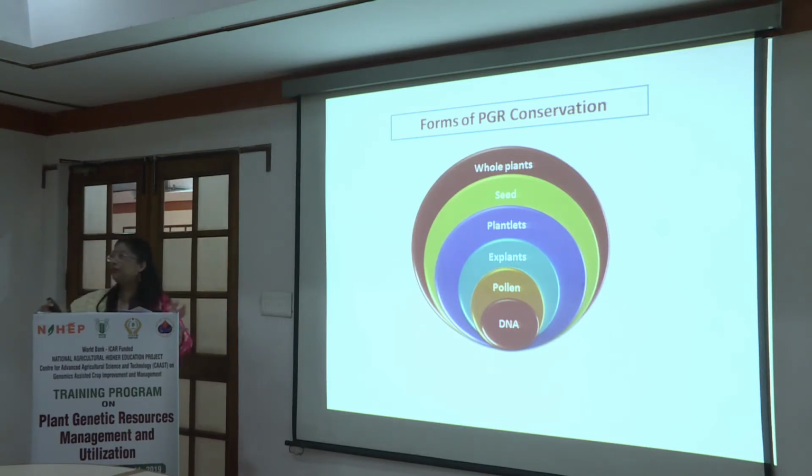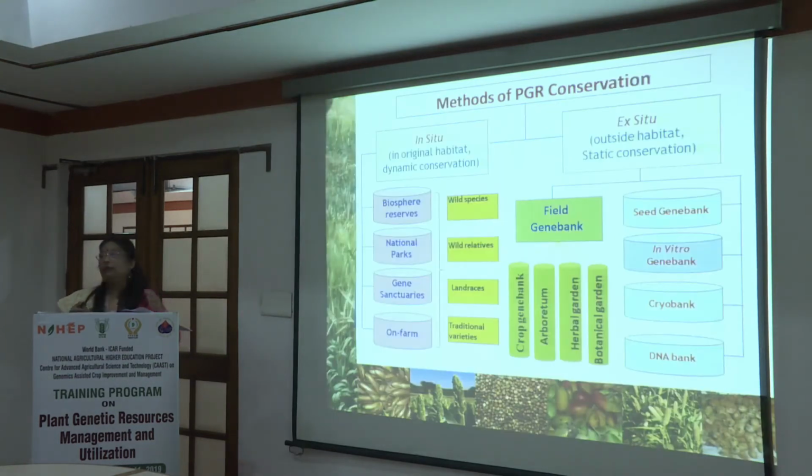So it can be conserved in a varied format, and the specific methods for conservation also must have been touched upon in earlier talks. You can have ex situ conservation or in situ, that means in nature or outside nature. Most commonly throughout the globe, the most important method is the seed gene bank conservation. It is the easiest and has been applied globally. Then today I'll be focusing on the in vitro gene bank.